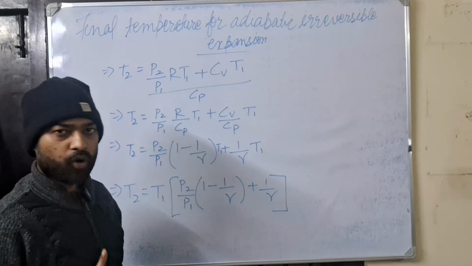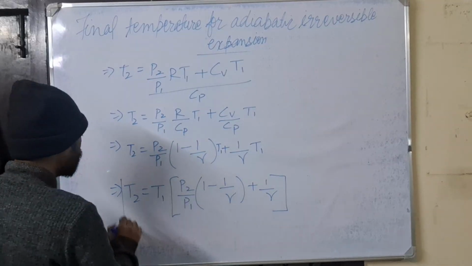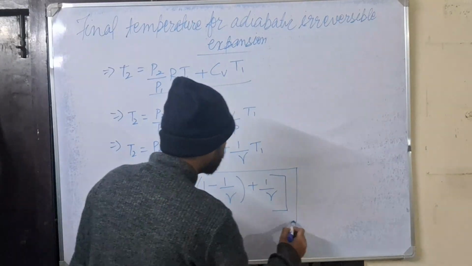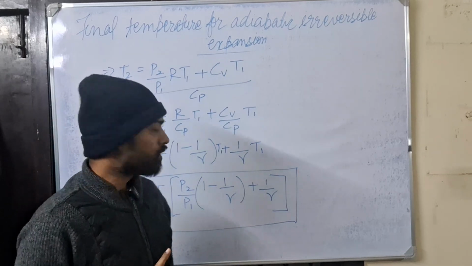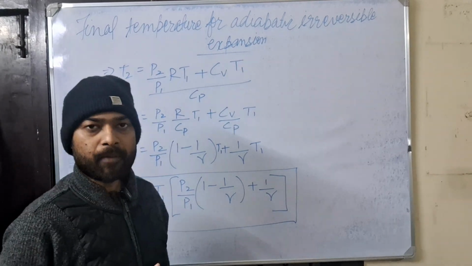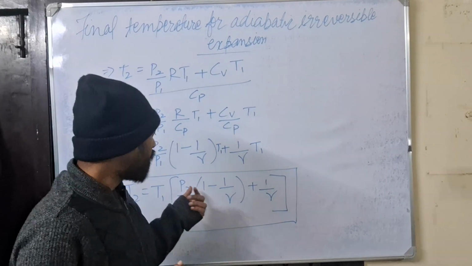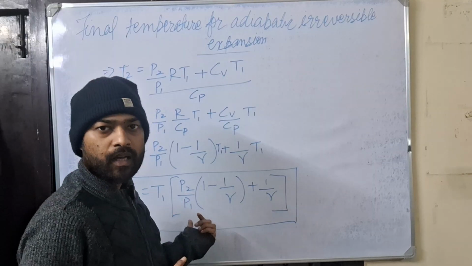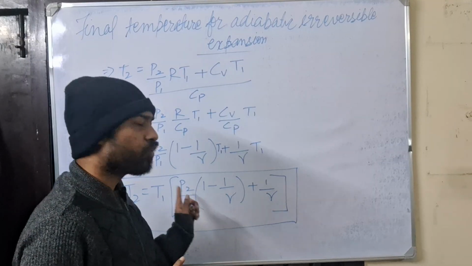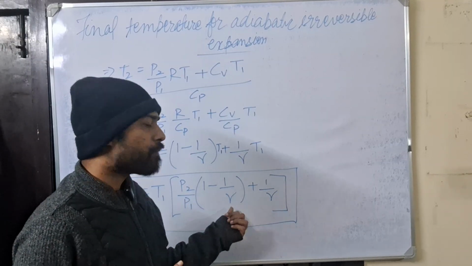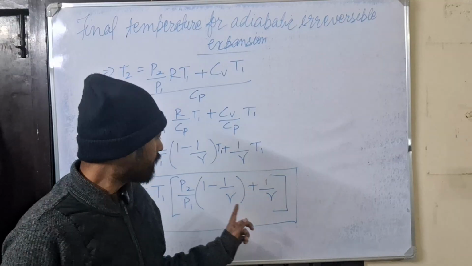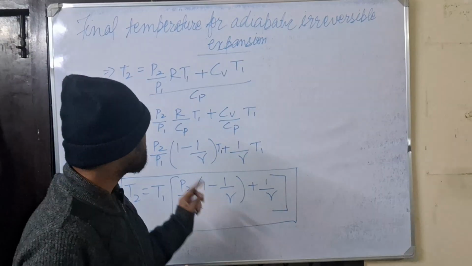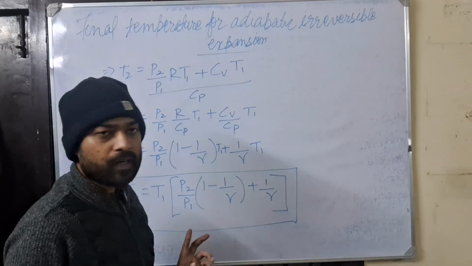Okay, so this is the overall equation. Where T2 is our final temperature which we wanted to find out. T1 is our initial temperature. P2 is our final pressure. P1 is our initial pressure, and P2 is also the external pressure. Gamma is the ratio of Cp and Cv. Gamma is equal to Cp by Cv.